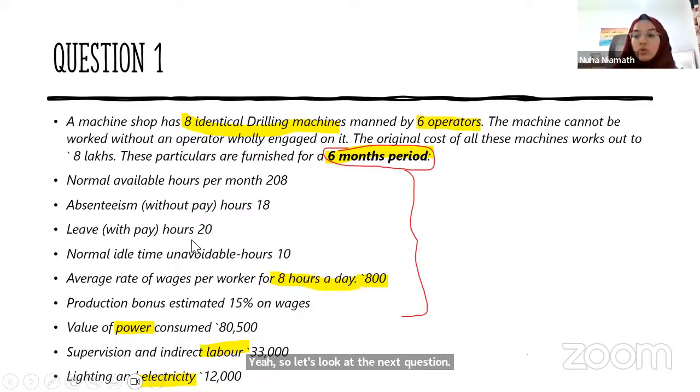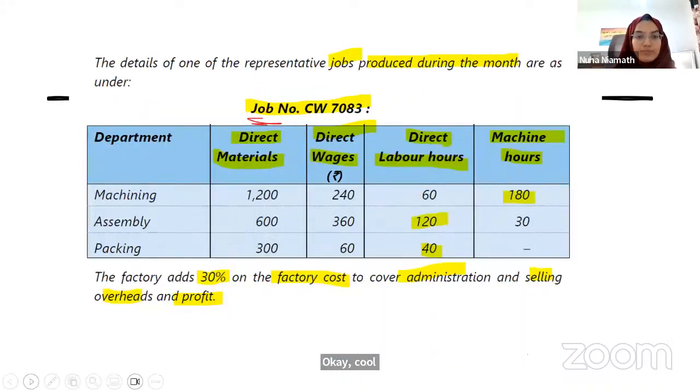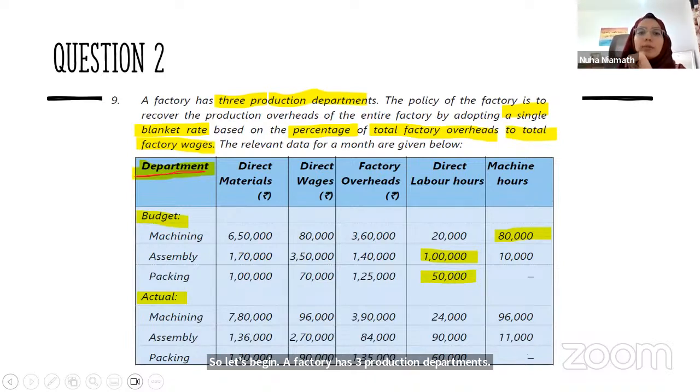Okay. So to read the question, you can emphasize more on the yellow highlighted figures in the question, because that's what's important. It's a pretty long question, but if you focus on what's needed, it makes it easier for you. So let's begin. A factory has 3 production departments, namely machining department, assembly department, and the packing department. The policy of the factory is to recover the production overheads of the entire factory by adopting a single blanket rate based on the percentage of total factory overheads to total factory wages.